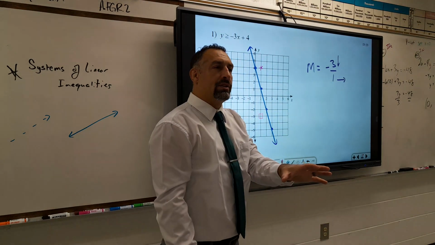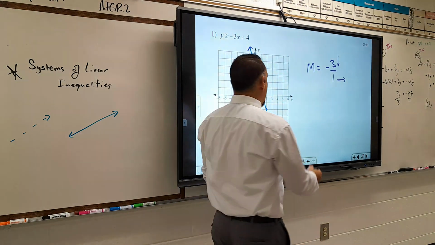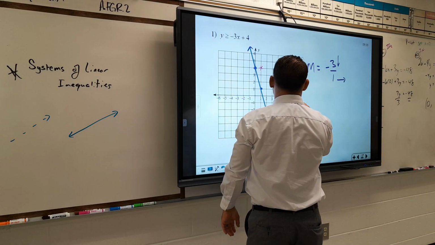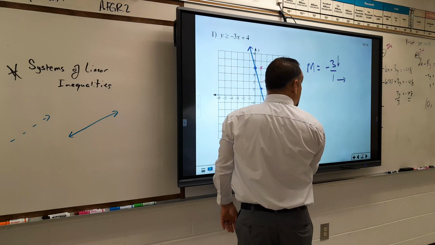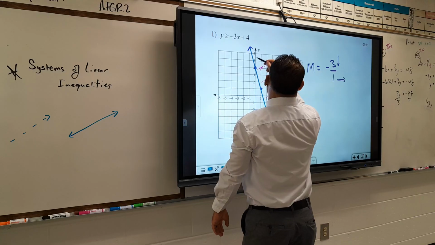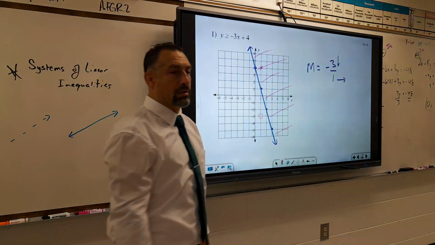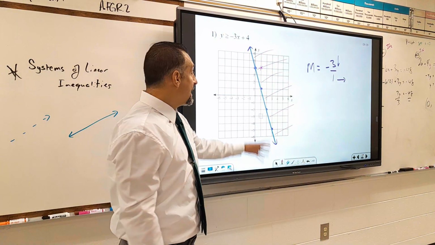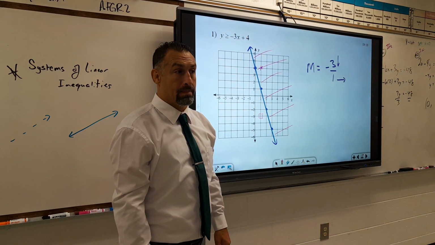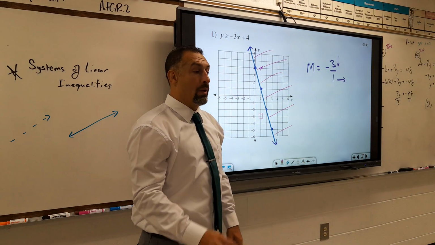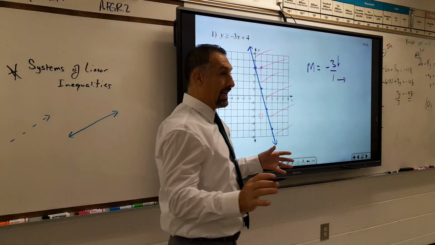But you know what that means? If it's on the star side, it's part of the answers. Even the ones down here. Everything on the star side is greater than or equal to. So that's where you shade. Everybody got that?